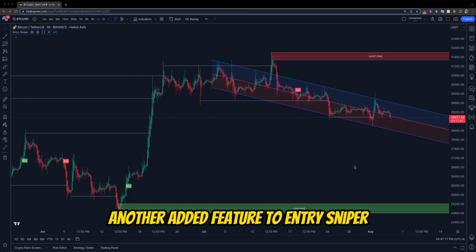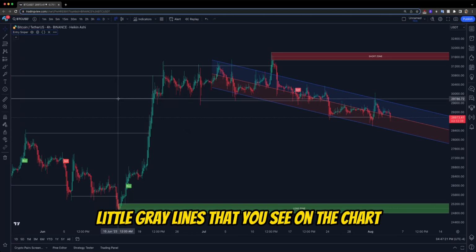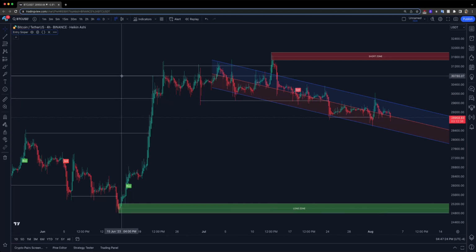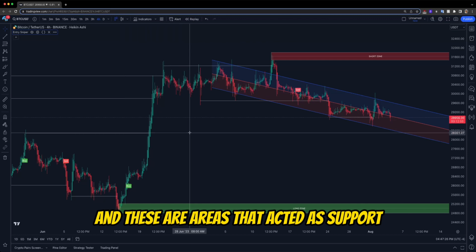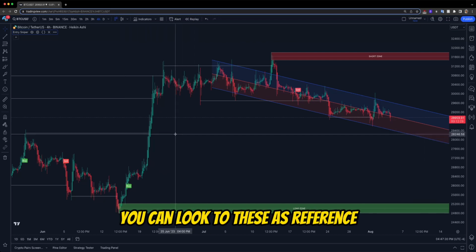Another added feature to Entry Sniper that I'd like to talk about are these little gray lines that you see on the chart. And these are areas that acted as support and resistance. So when you're placing your trades, you can look to these as reference.